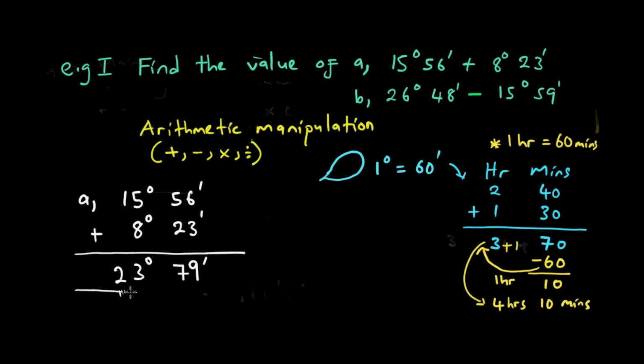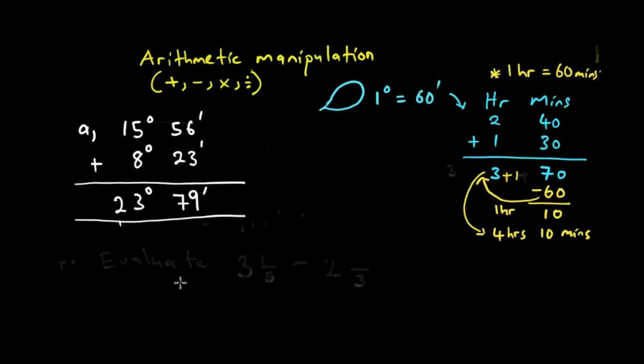But this cannot be our final answer. Why can it not be our final answer? In a way, kucolumn yema minutes, tinema minutes are exceed 60.